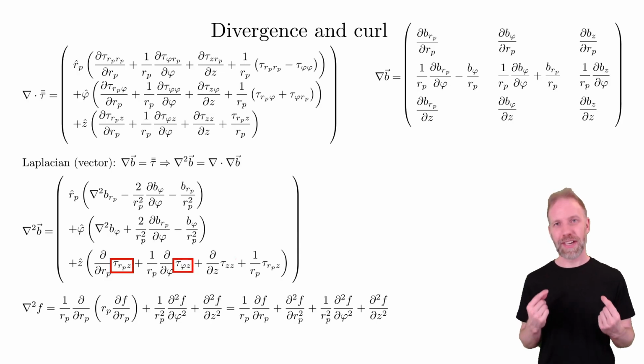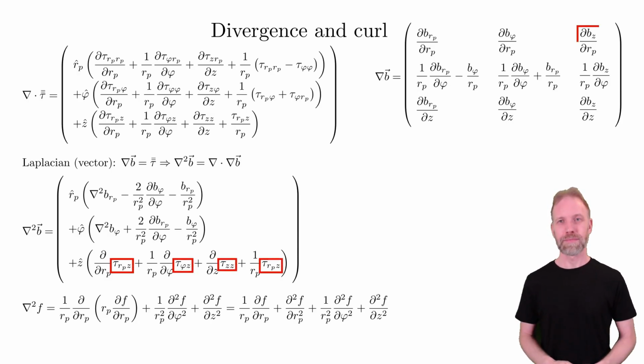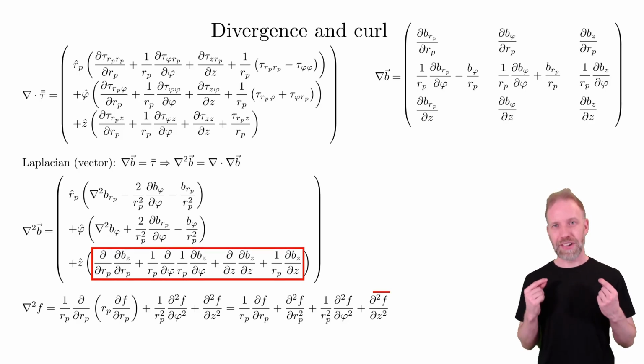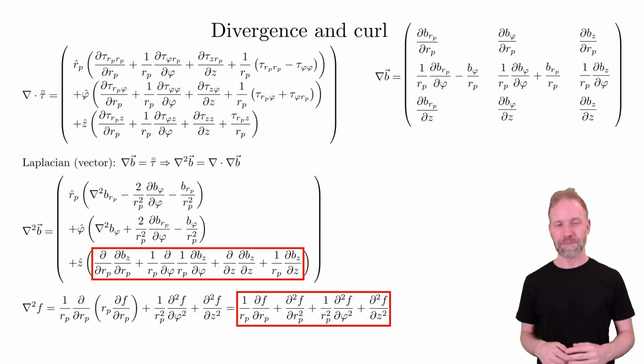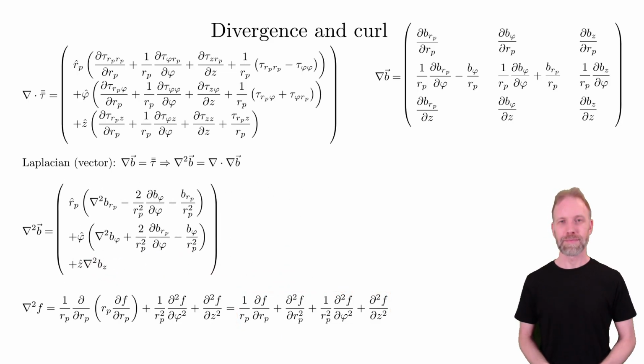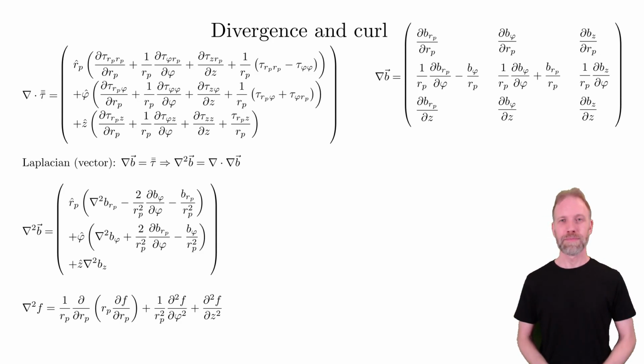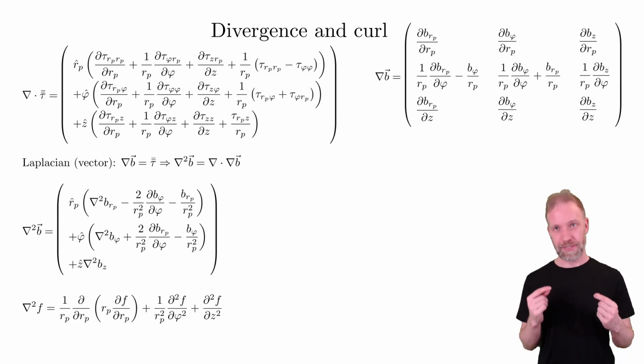Finally, insert the vector gradient elements to these. We can directly identify these as the scalar Laplacian. This will be our final expression for the vector Laplacian. Once again, remember the extra terms we get in the rp and phi directions. This is our final derivation for this video.